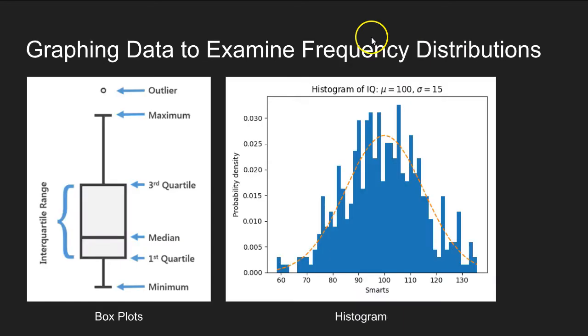In addition to running frequency distributions, you can also make visual representations of frequency distributions that can be helpful for understanding the dispersion of data around different values for a variable. Box plots and histograms are great ways of representing frequency distributions in a visual way.